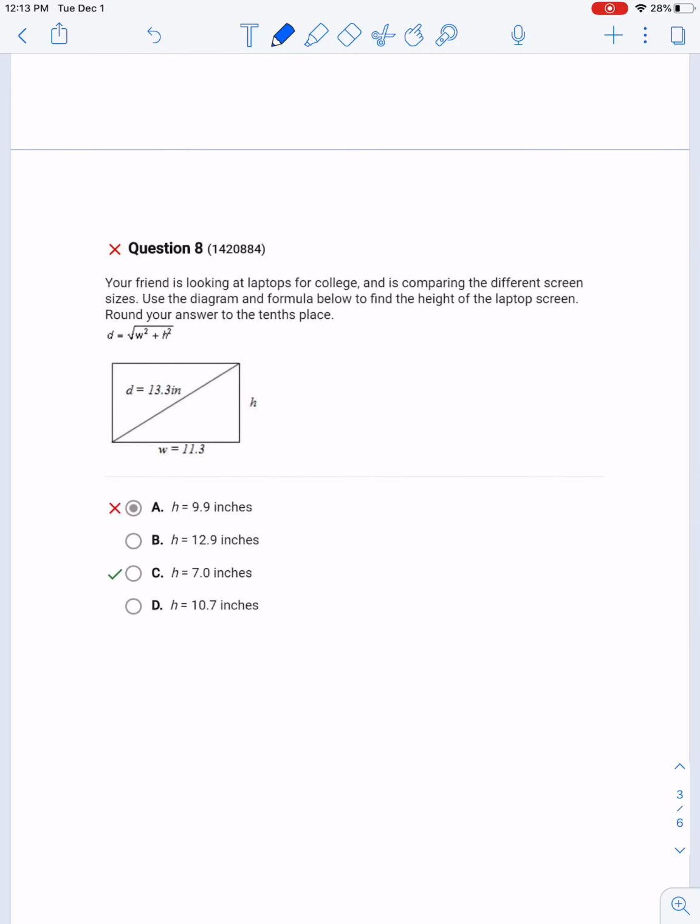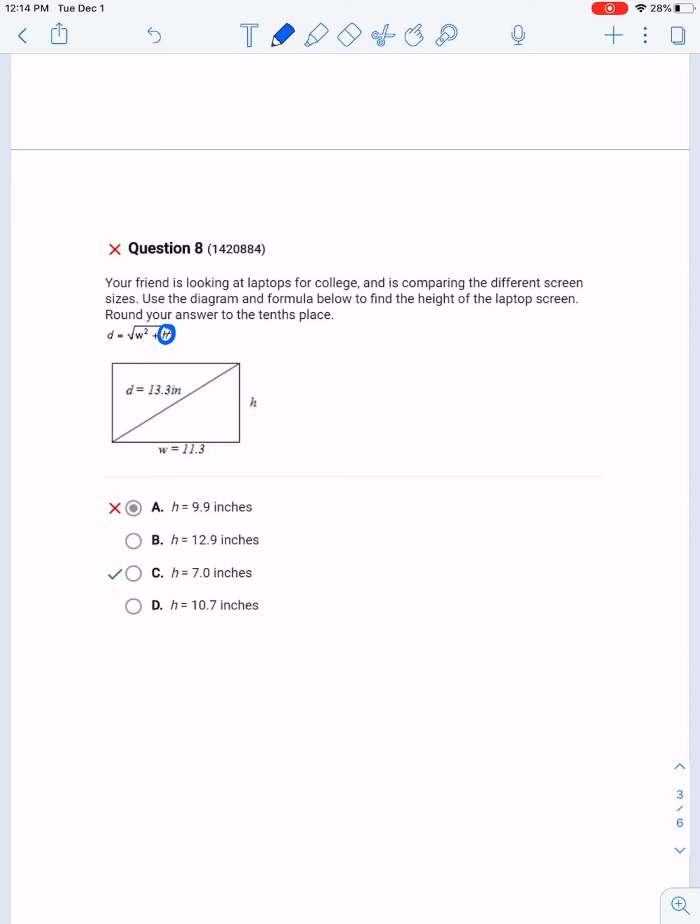This is kind of similar. It gives kind of the same formula, and then you have the dimensions on the actual diagram. So your friend is looking at laptops for college and is comparing the different screen sizes. Use the diagram and formula below to find the height of the laptop screen. So we are looking for here the height. Round your answer to the nearest tenths place.